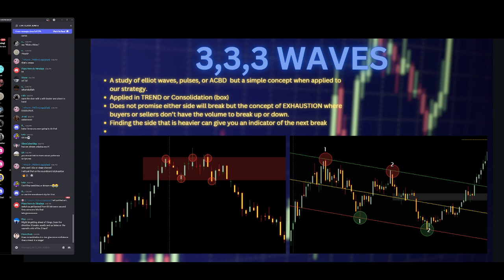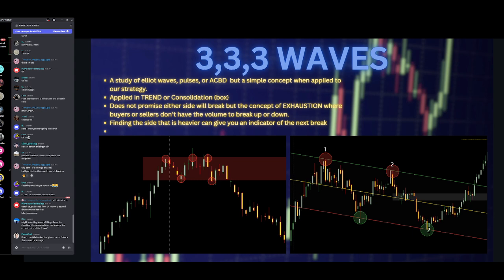This does not promise that either side will break, but it's the concept of exhaustion, where buyers and sellers do not have any more volume to break up or down. Inside of a range, you are at war, right? There's accumulation and distribution and high volume on both sides of the range, and it's tough to break out. People taking those breakout trades provide that volume.